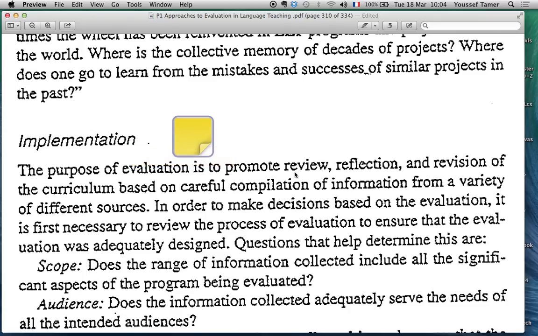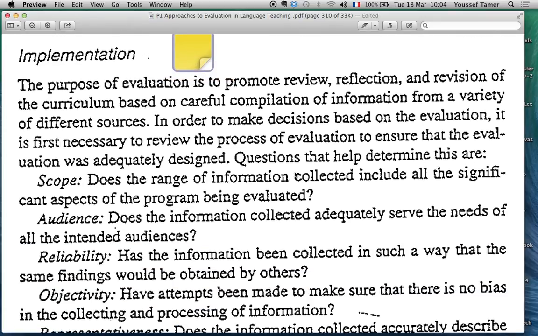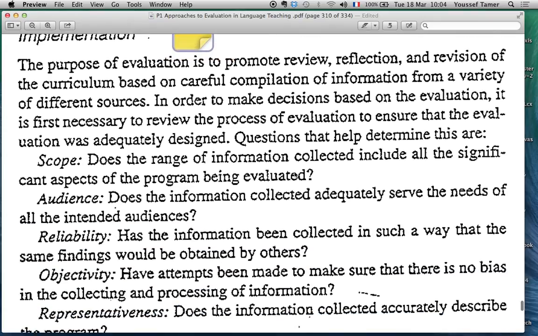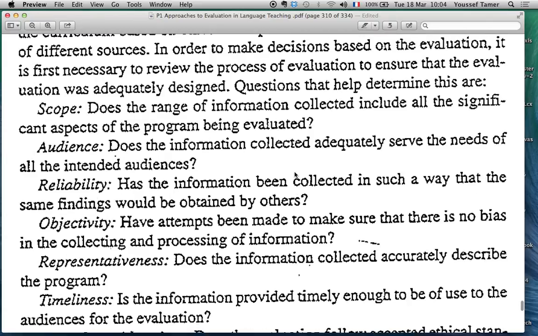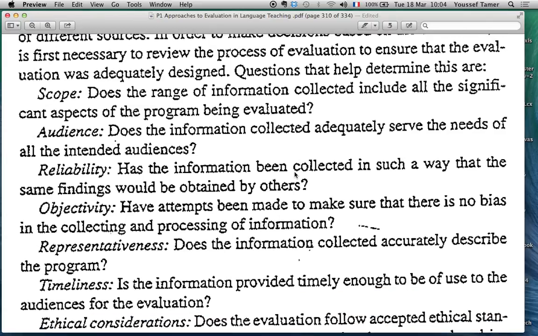Criteria for good evaluation. Good evaluation needs to take into account the scope, the range of information collected. Does it include all aspects of the program? You remember the focus at the beginning of the lecture today? There are different points of focus you can choose. Are they all included in the evaluation, or do you focus on just one thing? In order to fit the program, you have to evaluate all of that. So that's the scope: you should evaluate all aspects, the range of information collected, etc.